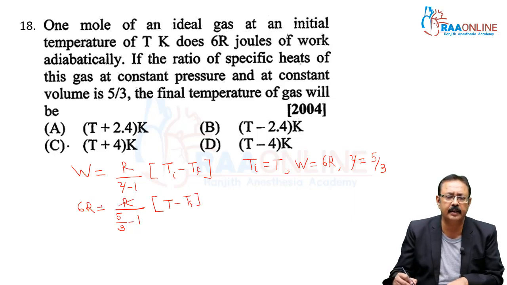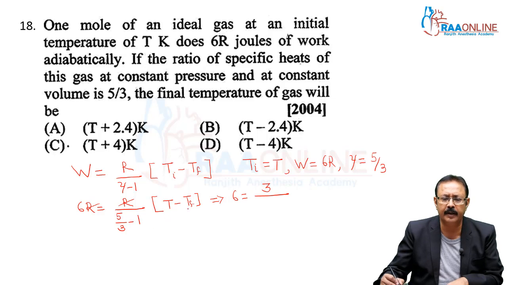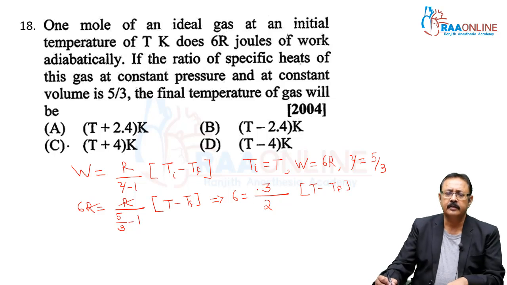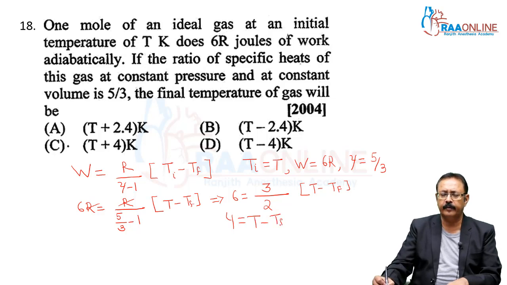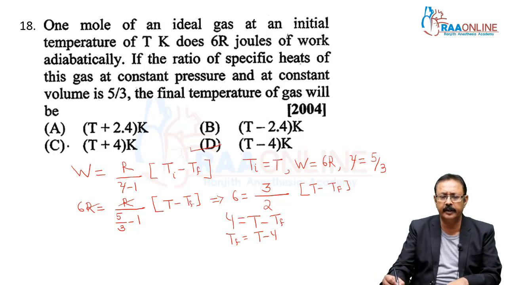Cancel R with R. So this implies 6 is equal to, after taking LCM, 3 in the numerator, 5 minus 3, which is 2, upon T minus Tf. 6 2s are 12, 12 3s are 4. So 4 is equal to T minus Tf. It means the final temperature should be T minus 4. So we are going with option D.